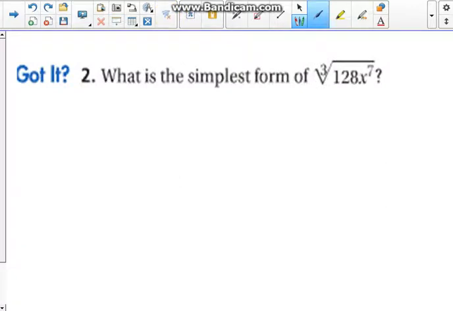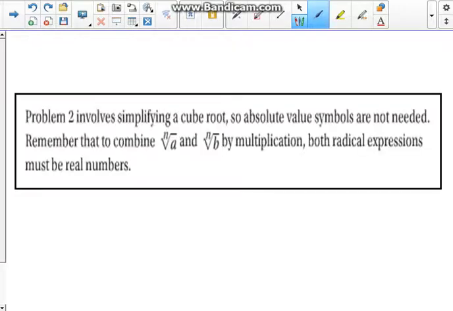Here's our Got It for more practice, and pause the video if you'd like to work it. So problem 2 involves simplifying a cube root. The absolute value symbols were not needed because it was a cube, it was odd. We only put them on the even. So remember to combine the nth root of a and the nth root of b by multiplication, and both radical expressions must be real numbers.